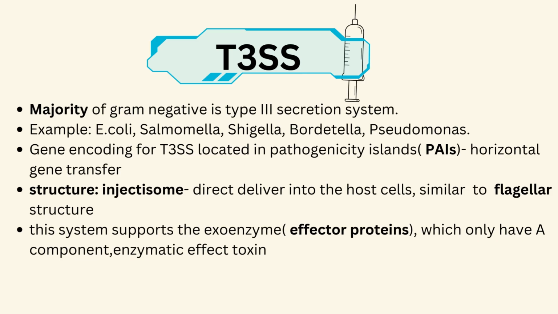The majority of gram-negative bacteria utilize the type 3. Examples include bacteria such as Escherichia coli, Salmonella, Shigella, Bordetella, and Pseudomonas. Genes encoding T3SS are often located within pathogenicity islands, suggesting acquisition through horizontal gene transfer. Structurally, T3SS resembles an injectosome, directly delivering proteins into host cells, and is thought to have evolved from the flagellar structure. Moreover, this system enables the secretion of effector proteins, which typically contain only a component responsible for enzymatic activity, classifying them as exoenzymes with toxic effects.